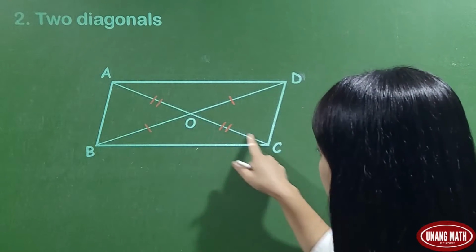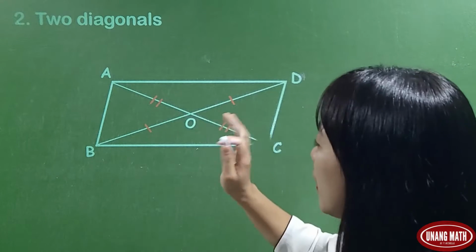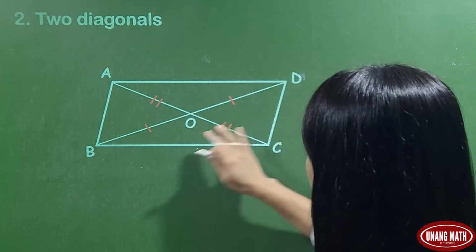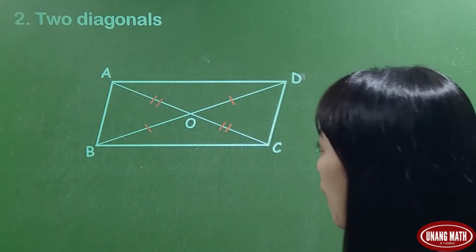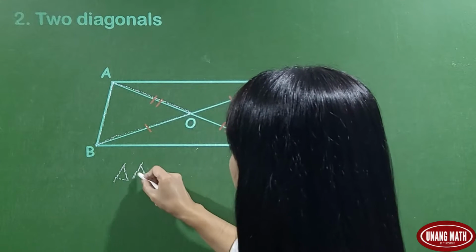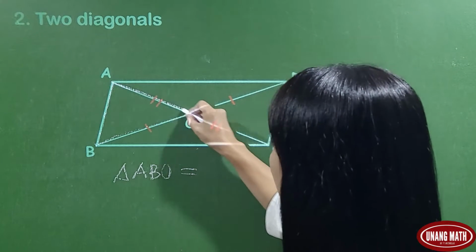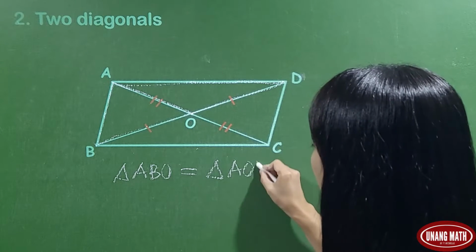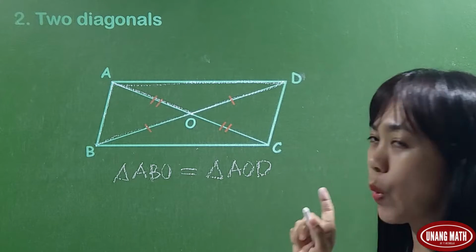So these are the two diagonals in this parallelogram. When we draw these two diagonals, then we created four triangles. Okay, this triangle, this one, here, and this triangle. Okay, now, this triangle ABO is equal to triangle AOD. Okay, why did I say triangle ABO is equal to triangle AOD?